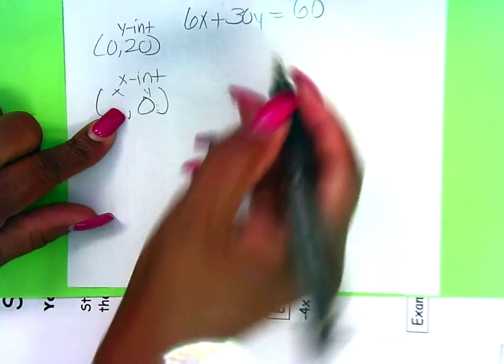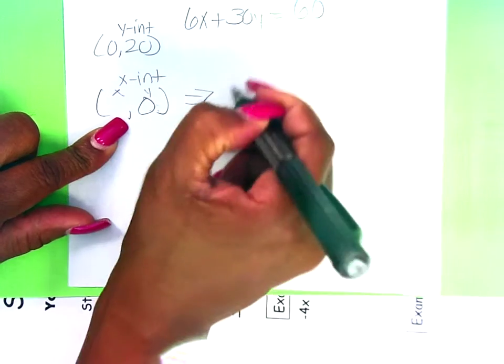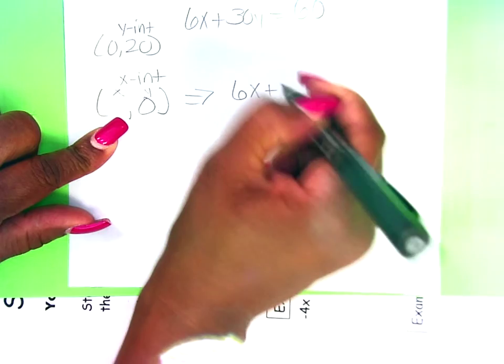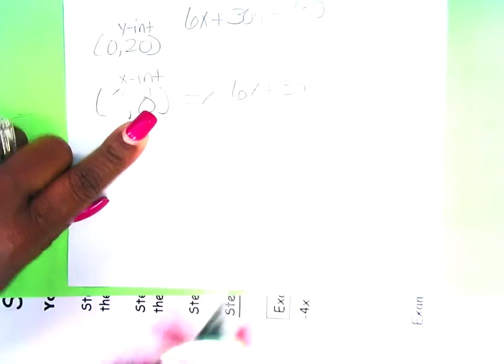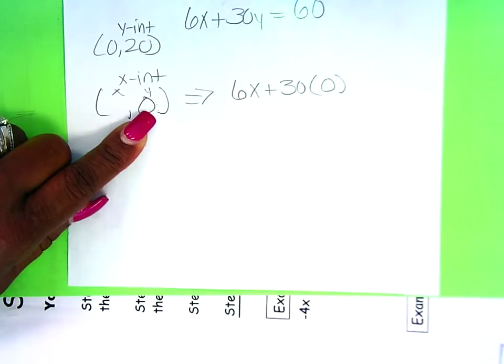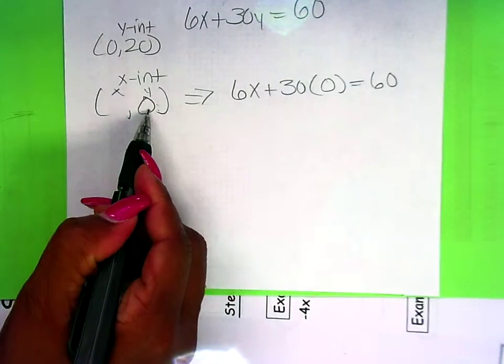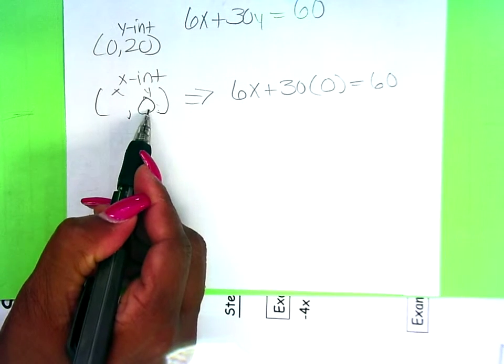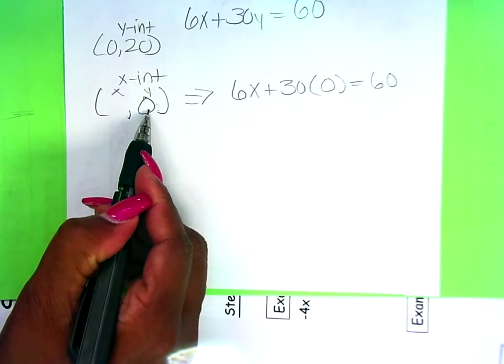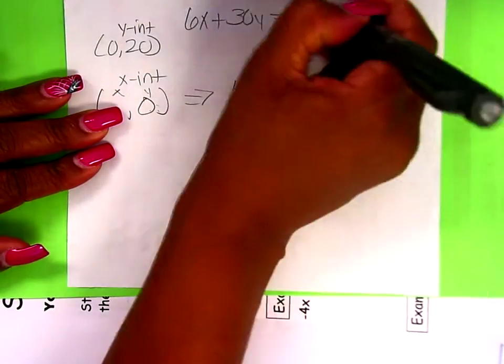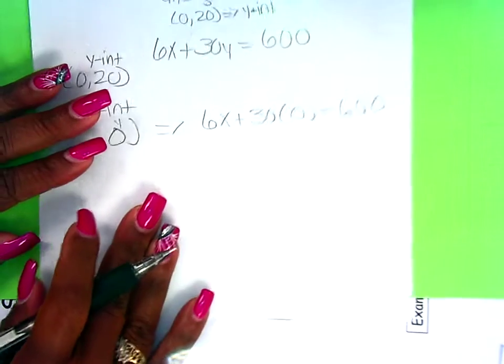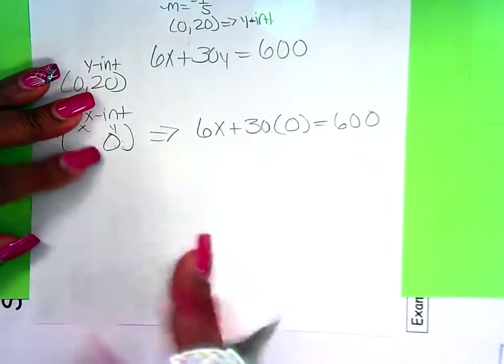So, if I want this, all I have to do is say 6x plus 30 times 0, substitute it in, equals 600. So all I did is, since I know if I want the x-intercept, all I have to do is substitute 0 in. This is 600. Okay? And I need to put 600. Thank you. Look at that. Human all the way, baby. Okay, so here we go.